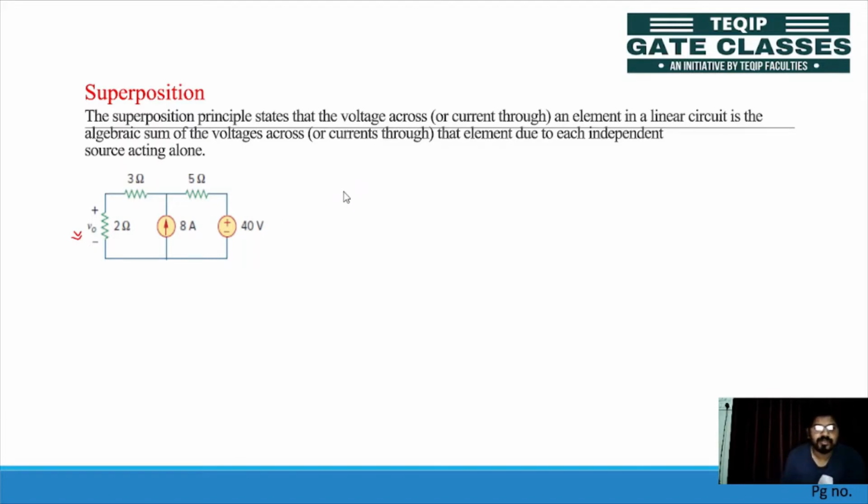So if we are going to apply superposition, let's first take the 8 ampere source. Then we will turn off the 40 volt source. 2 ohm, minus V0. We are taking this 8 ampere source here.